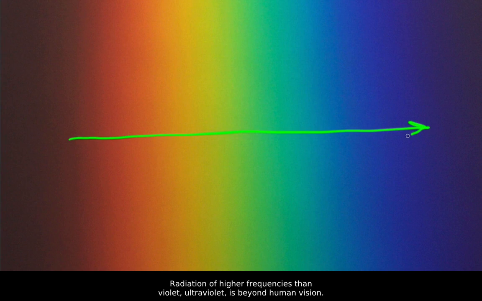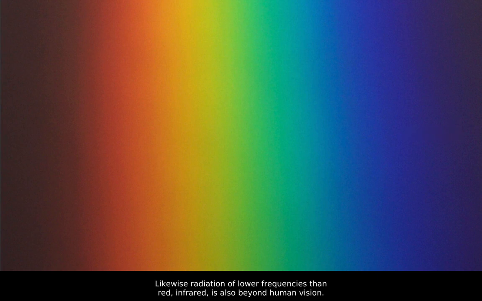The colors of visible radiation range from low-frequency red to high-frequency violet. Radiation of higher frequencies than violet, ultraviolet, is beyond human vision. Likewise, radiation of lower frequencies than red, infrared, is also beyond human vision. So humans can't see infrared or ultraviolet, but many other creatures can. Different strokes for different creature folks.